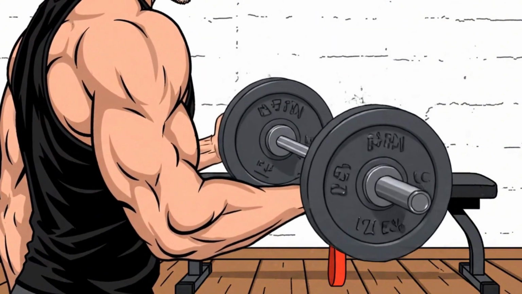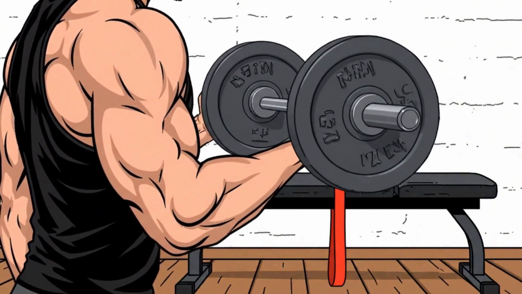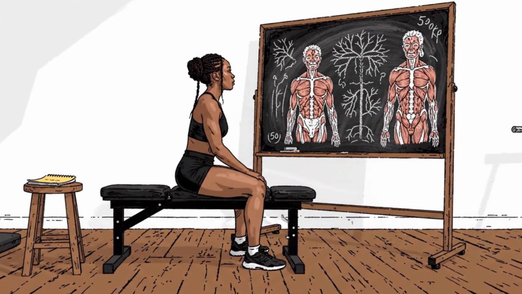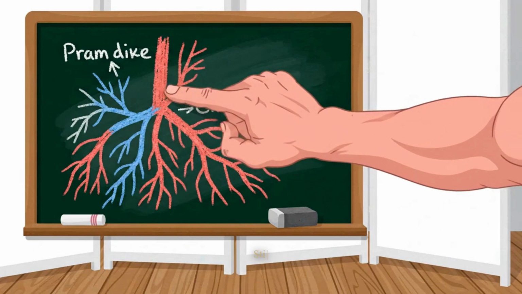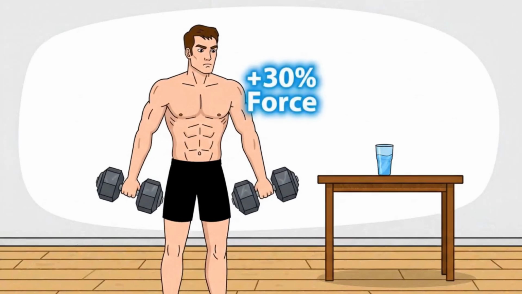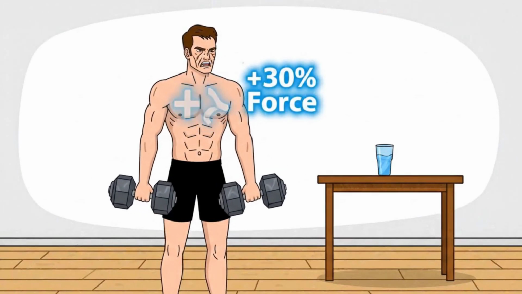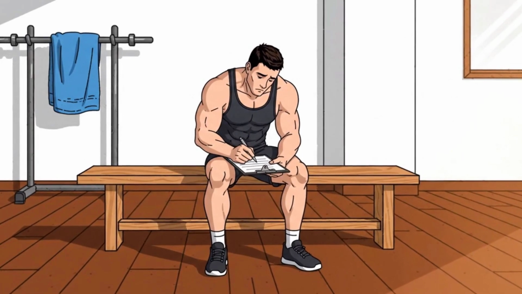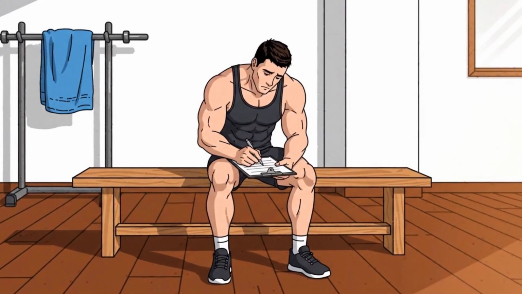Eccentric overload. A weight is lowered slowly under high load. The lifter uses assistance to raise the weight back up. Then he resists the heavy downward force alone. Traditional training treats the lifting and lowering phases as equal. Anatomy demonstrates a massive difference.